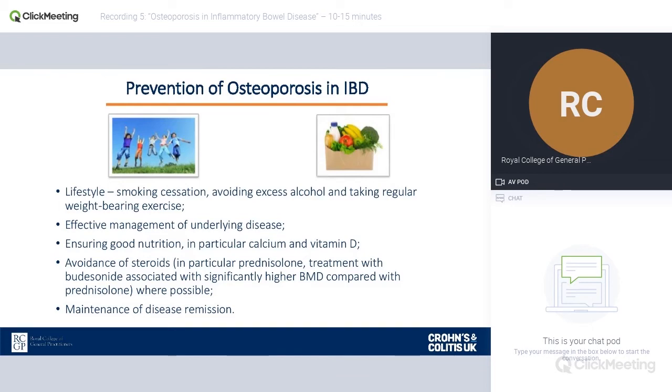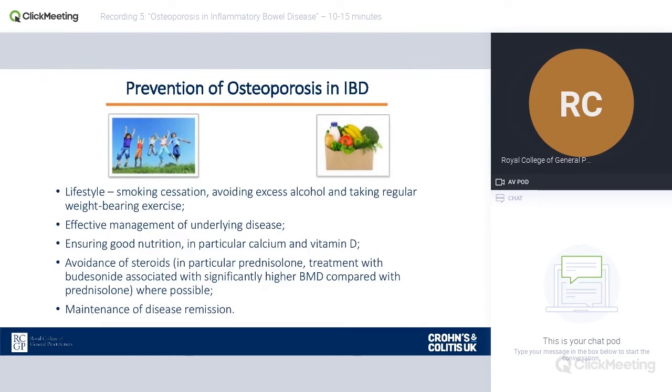It's important to think about ways that we can prevent osteoporosis in inflammatory bowel disease. Some of these methods we'd be talking about in our general consultations on patients at risk of osteoporosis: lifestyle measures, smoking cessation, avoidance of excessive alcohol use, and taking regular weight-bearing physical activity. In addition, we need to look at effectively managing the underlying disease, as controlling that chronic inflammation is key to improving their bone mineral density. We also really need to talk about good nutrition, in particular calcium and vitamin D.